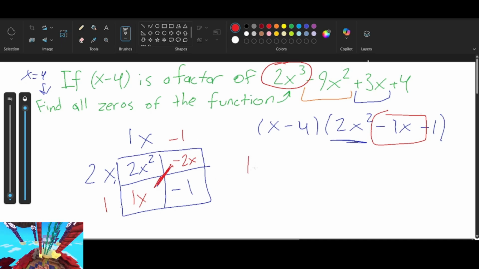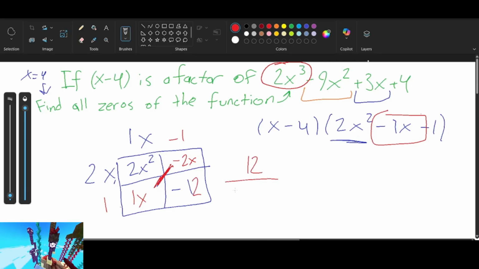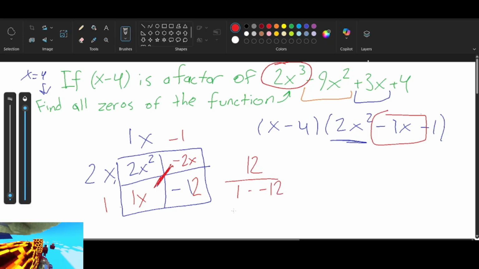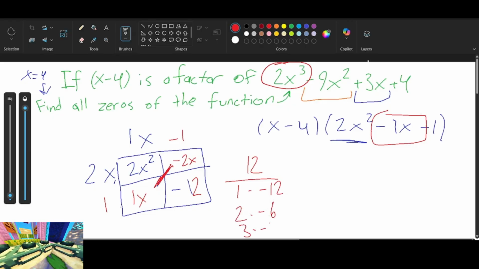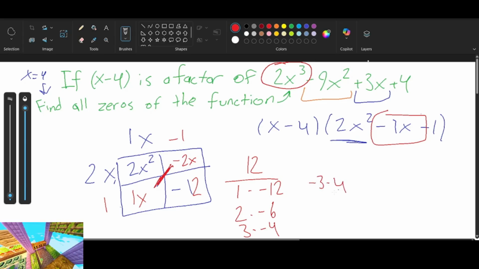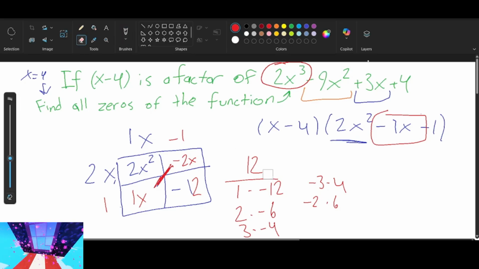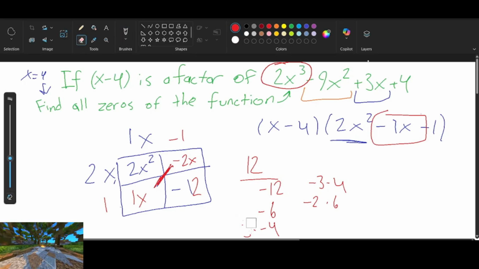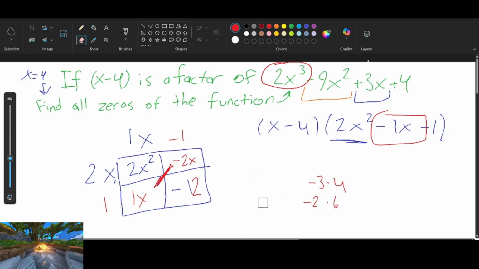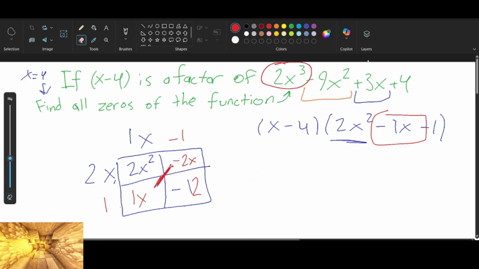Sometimes, if this was like a -12 down here, I'd have so many factors to work with, right? I have 1 times -12, I have 2 times -6, I have 3 times -4, and then I have like -3 times 4, -2 times 6, right? There's so many things I'd have to try and make sure that they add up to our middle number, or our b value.